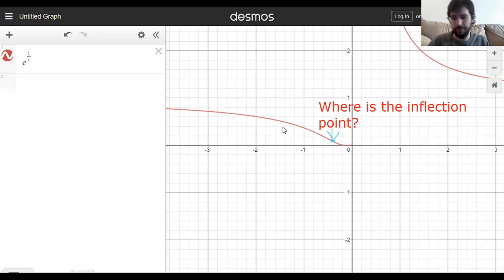To find the inflection point, we're going to take the derivative. We're going to take the second derivative and see where it's zero. If everything hadn't frozen, of course, but everything has frozen. So not going to find any inflection points now.